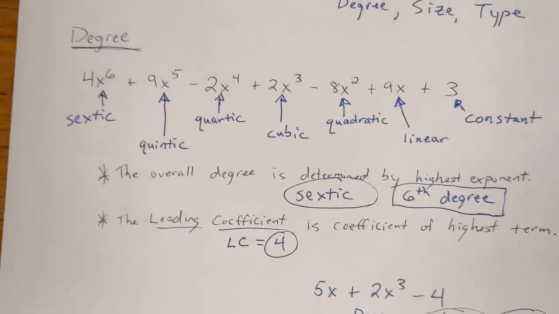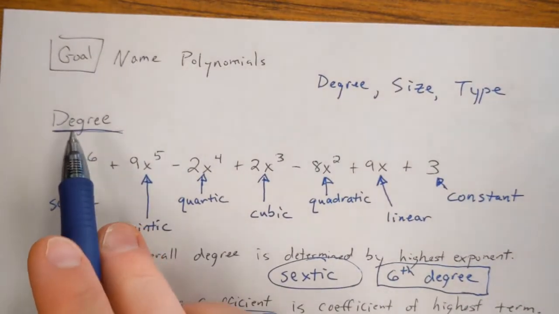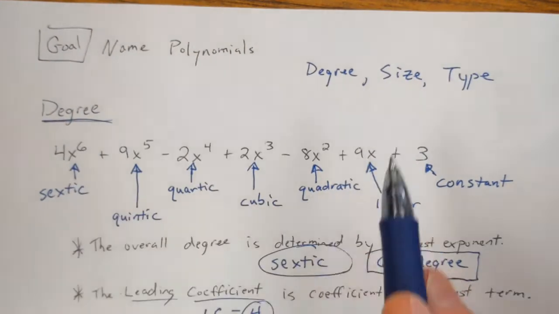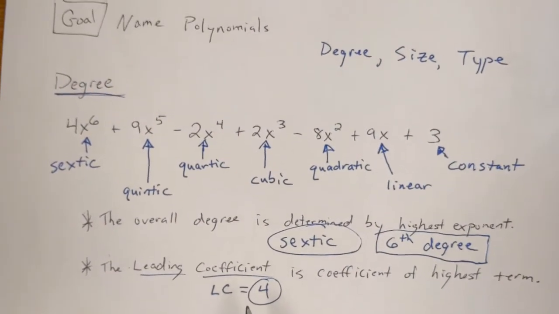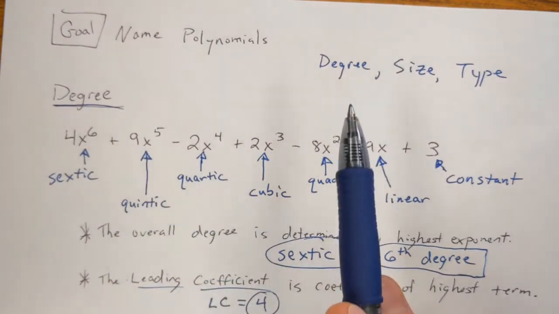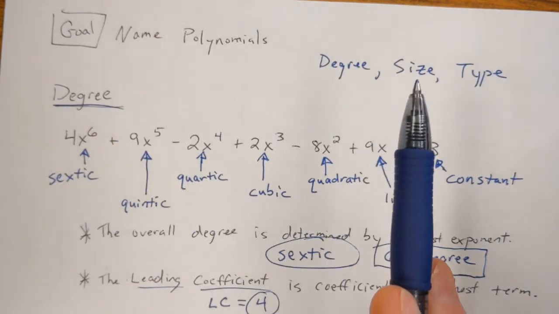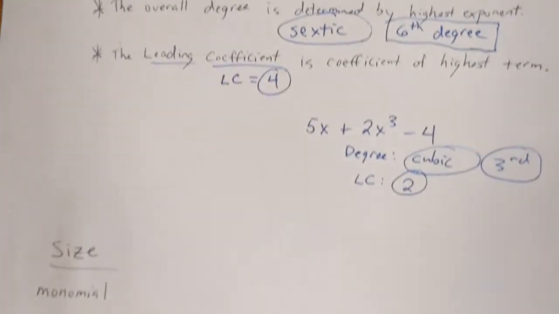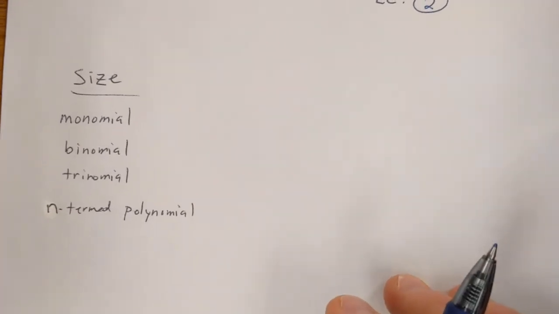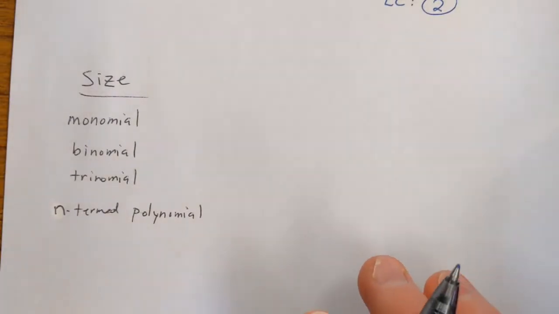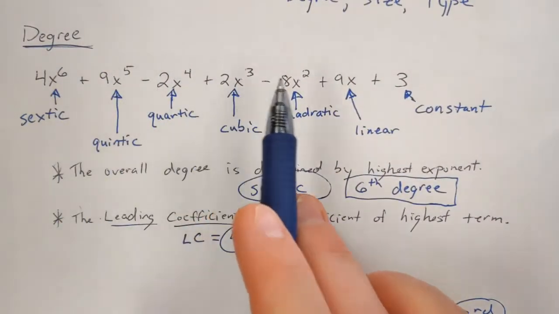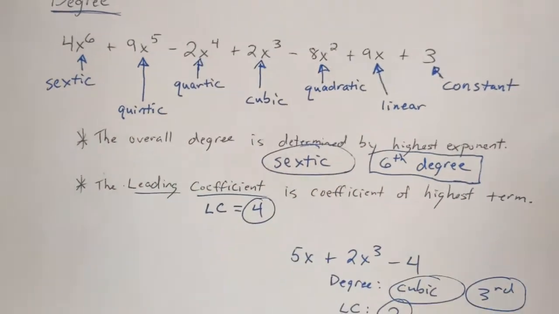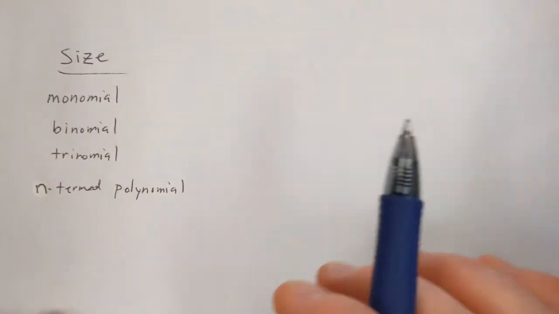All right, so that's an introduction to what's called the degree of a polynomial, and also a little bit of background on what's called its leading coefficient. Okay, so that's one way to name a polynomial, by its degree. Now let's go to the next one. Let's go to its size. So a polynomial can come in different sizes. Now I already said the first example we looked at had 7 terms. So that's a really large polynomial. But not all polynomials are so large.